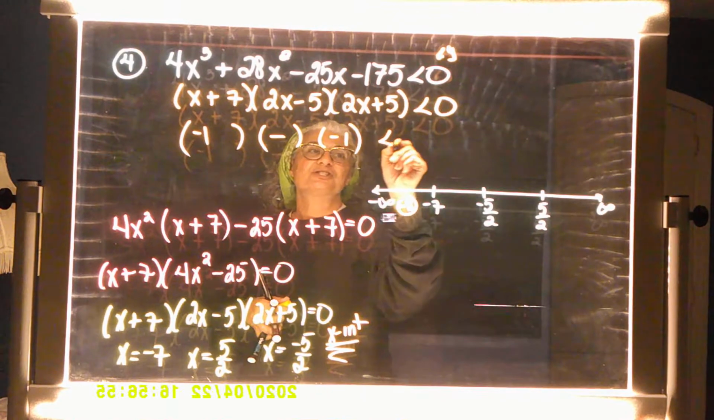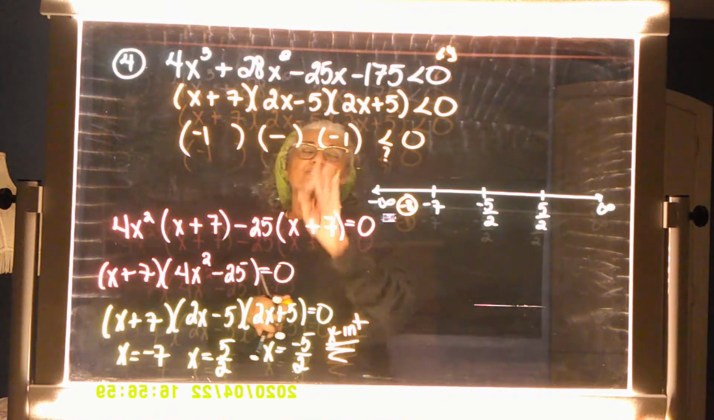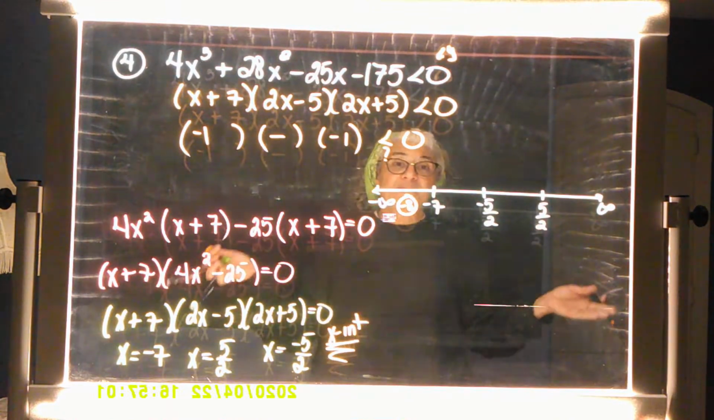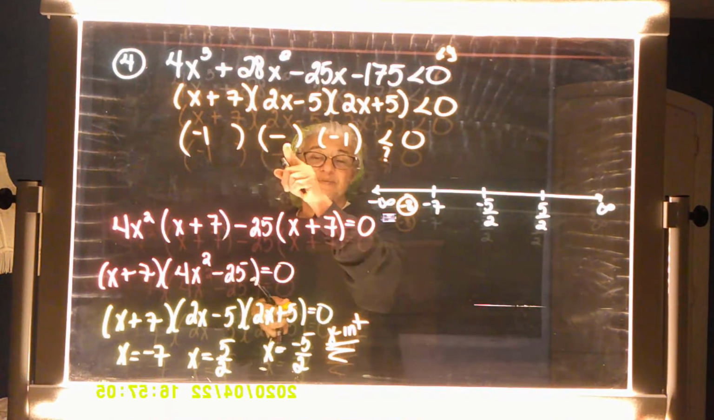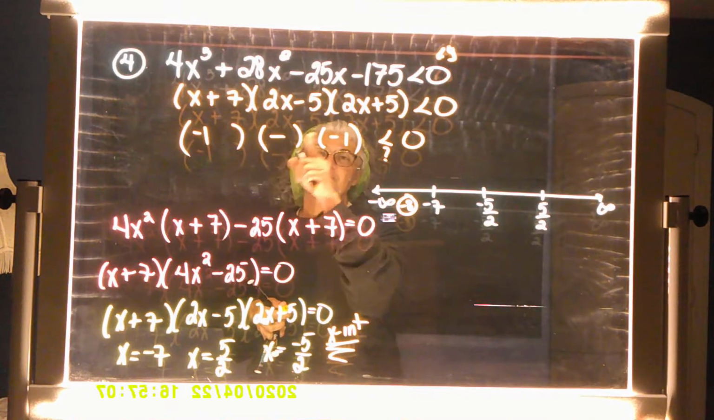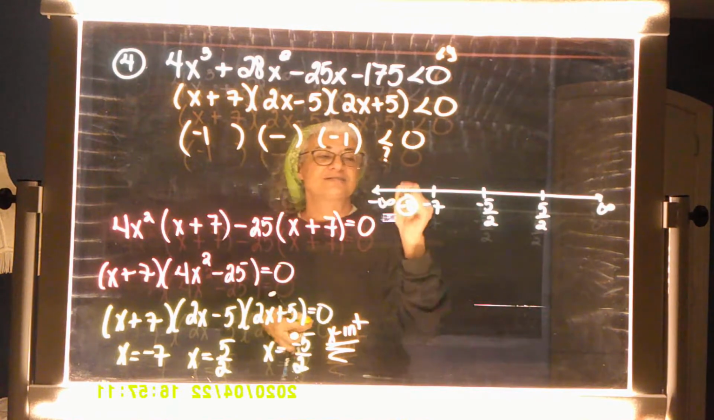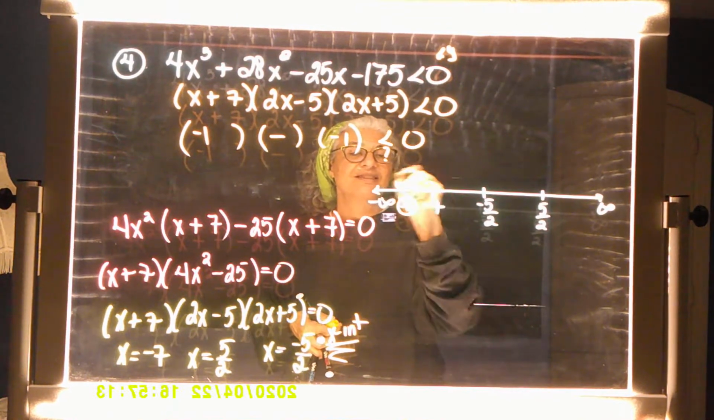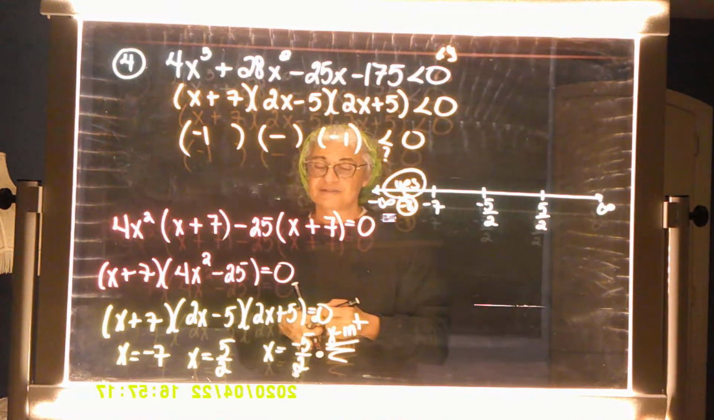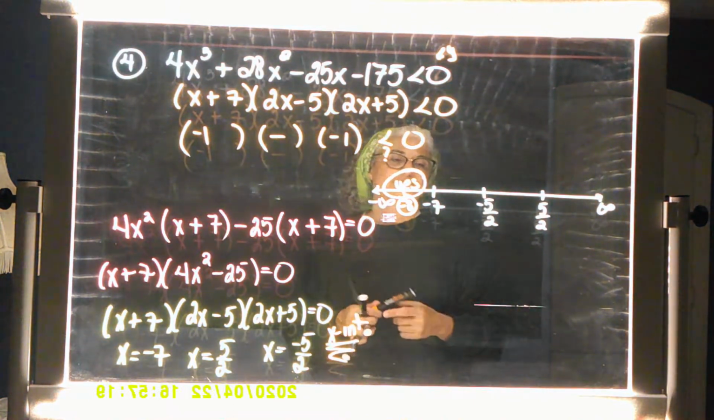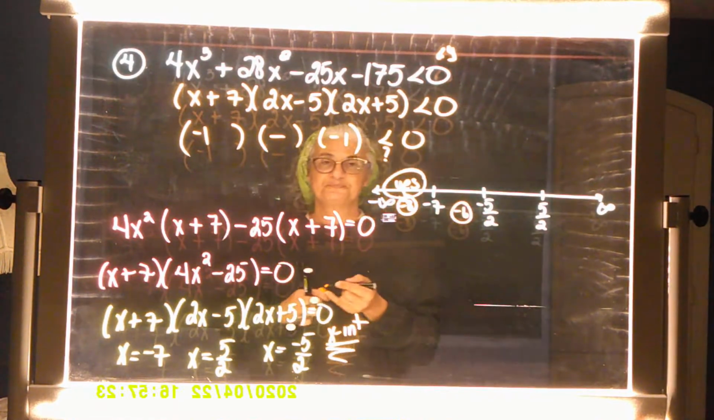Now, here's the question. When I multiply these three negatives, will it be a number less than 0? Well, negative times negative is positive. Positive times negative is negative. And negative is certainly less than 0. So yeah, this interval works for us. Good? Okay, this next interval, I think I'll choose a negative 6.